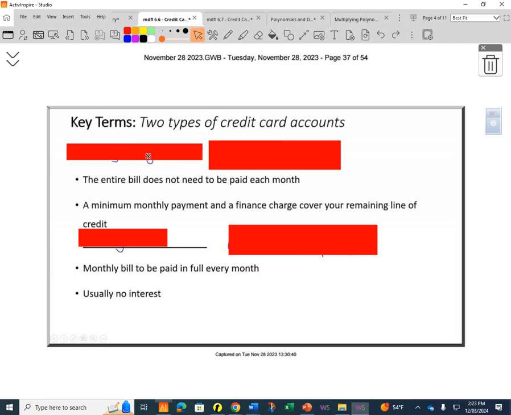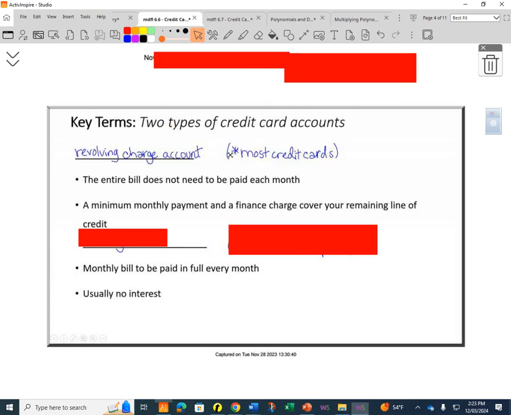There are two types of credit card accounts. One is a revolving charge account, and that's what most credit cards are. In this case, the entire bill does not need to be paid each month. There is a minimum monthly payment that you have to pay, and a finance charge covering any of the balance that you don't pay. If you pay it all, you don't pay the finance charge, but you might pay a fee. It depends on the card.